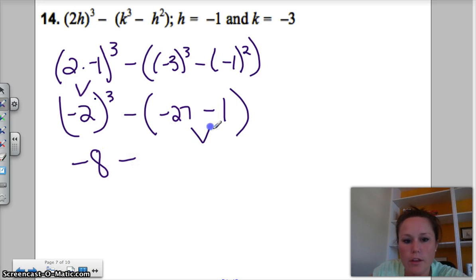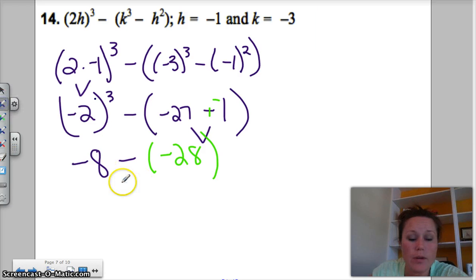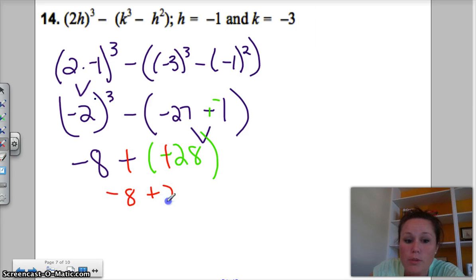And then we'll deal with this in parentheses. Negative 27 minus 1, same thing as plus negative 1. Same signs, add them together. Negative 27 plus negative 1, negative 28. All right, now let's talk about what happens here. Negative 8 minus negative 28. Basically, again, if you see minus negative, it becomes plus positive. So this is actually negative 8 plus 28.